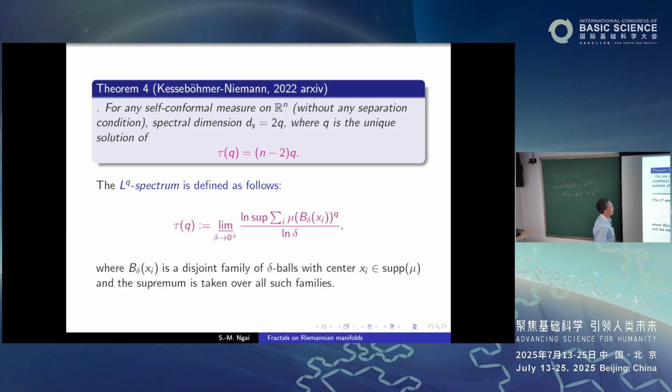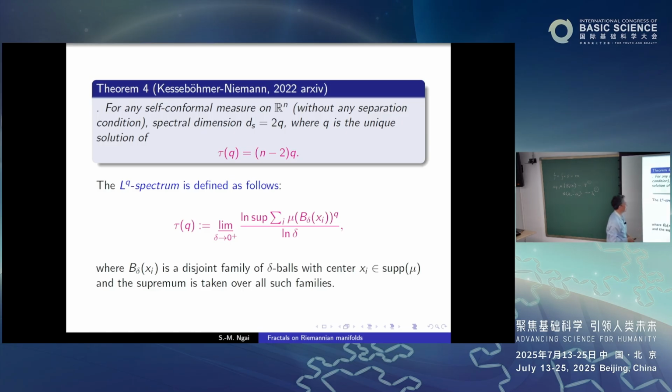So, some important function. It's a concave function giving us a lot of information. It gives us the L infinity dimension. If you let q tend to infinity, the L infinity dimension is the asymptotic slope. So their theorem says that we can get the spectral dimension if we can compute this.